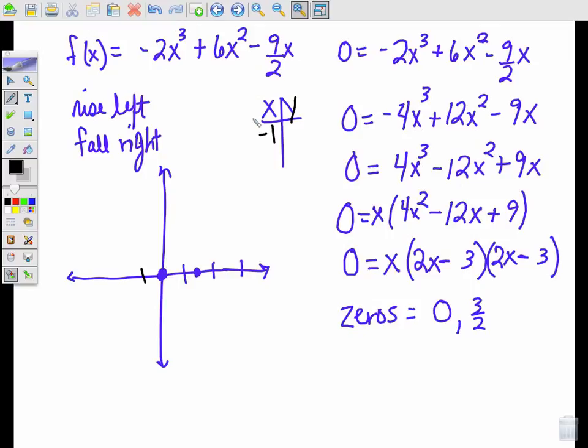You have to put it back into the original. So you have -1 cubed, -1, so that's going to be 2. -1 in for the x squared would give us +6. And then -9/2 times -1 is +9/2, which is 4.5. This gives us a total of 12.5.